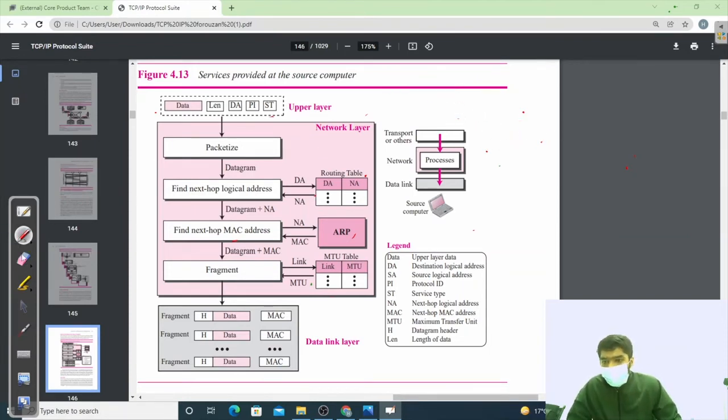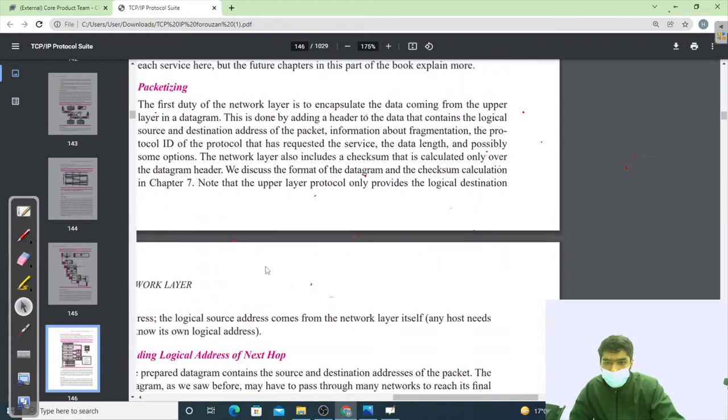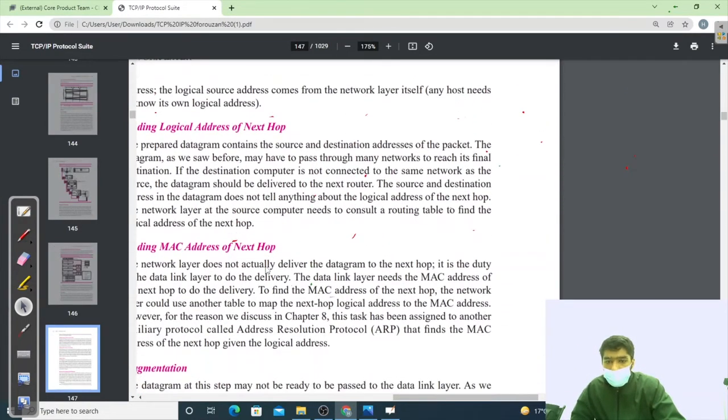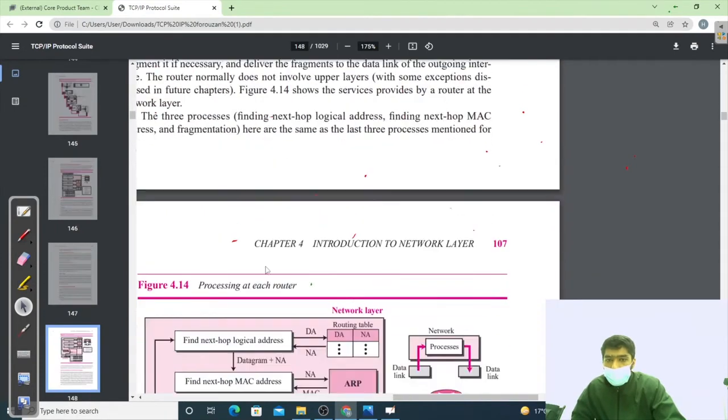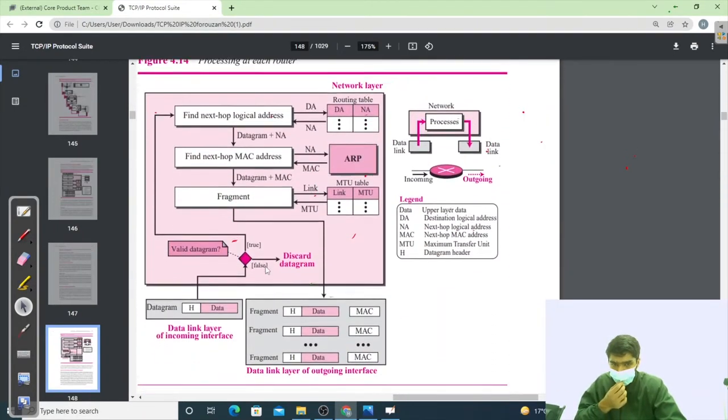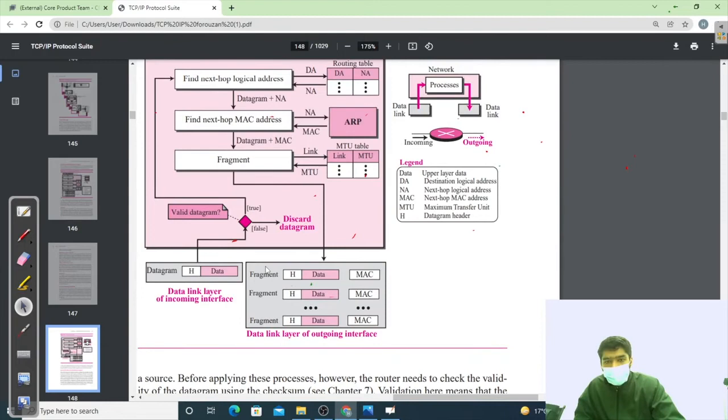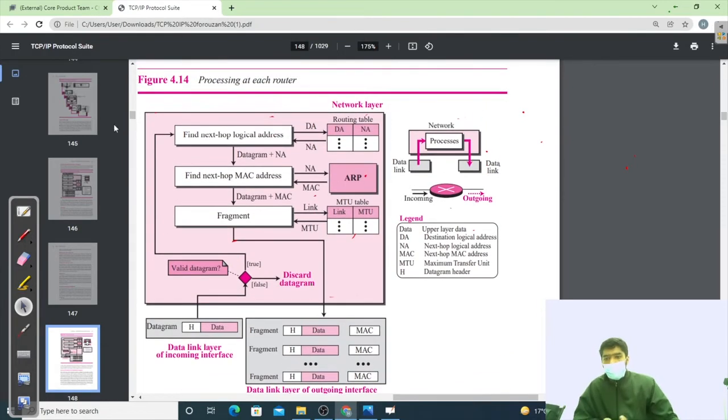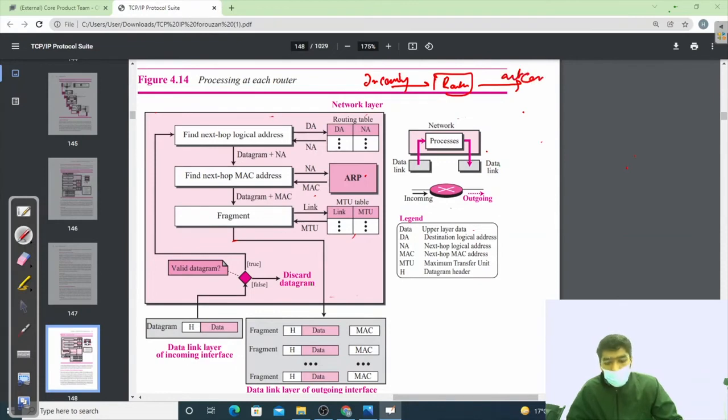I think the source side is understandable, so let's go to the routers. Packetizing and the MAC address I have already explained. So what are the services that a router provides? A router basically acts as an intermediate: it takes data from one side and sends data to the other side. That's the work of a router. This one is known as incoming, and this one is known as outgoing.